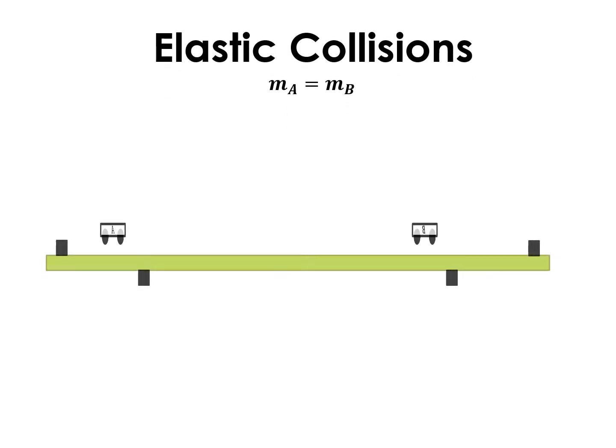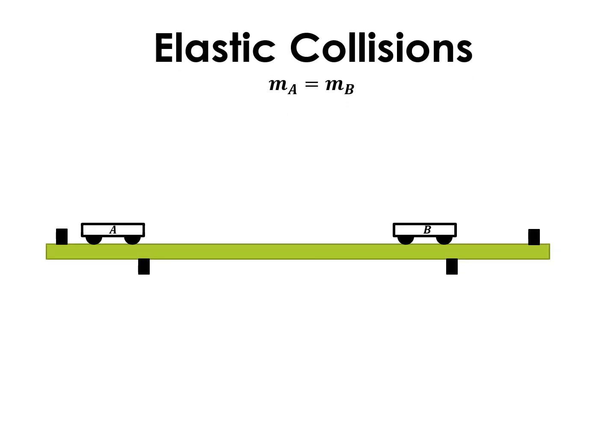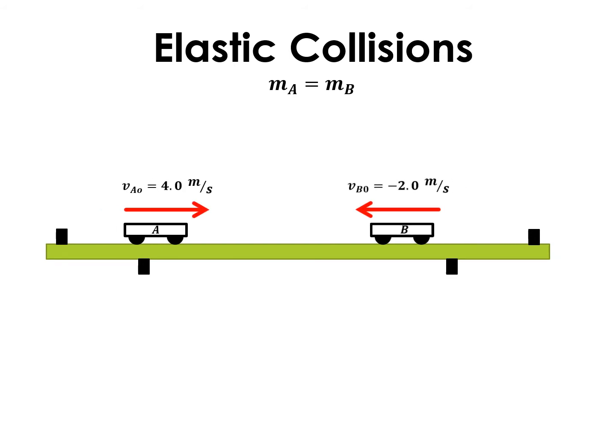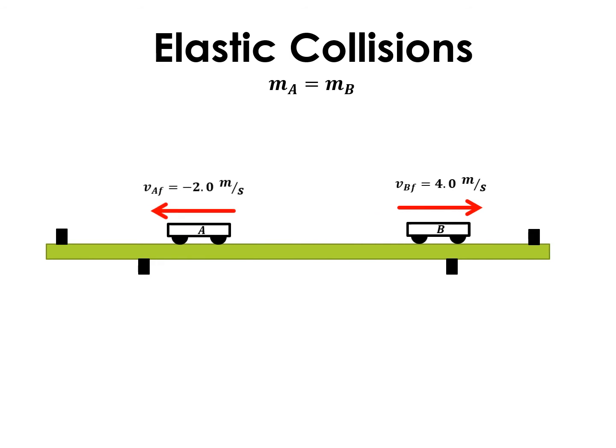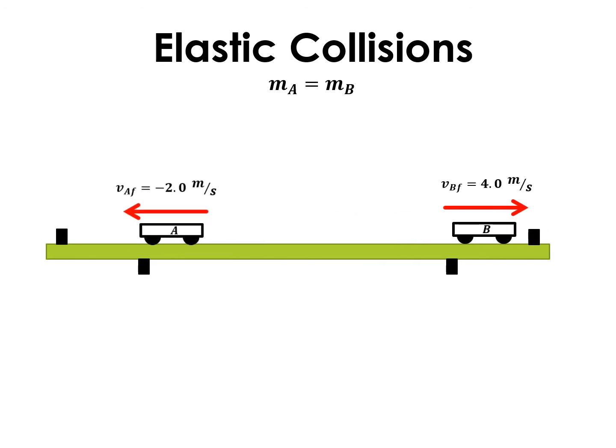Now in this example, we have the same scenario, except this time B is going to be moving towards A. And when they collide, they actually exchange velocities again. So A, which started out with 4 meters per second, now has negative 2 meters per second, and B, which had negative 2 meters per second, now has 4 meters per second. So in a perfectly elastic collision, they'll switch their velocities if they have the same mass.